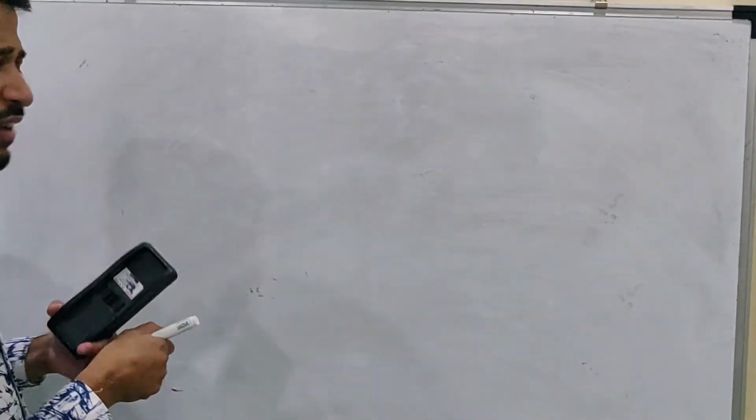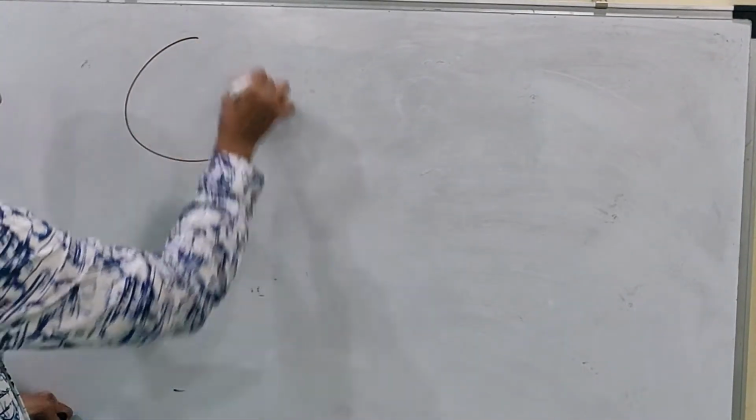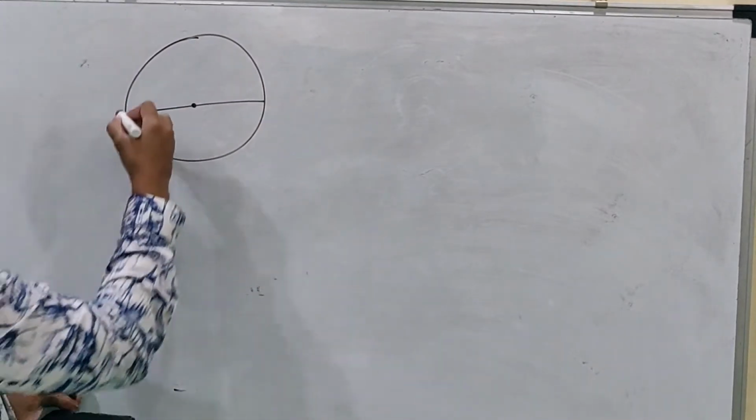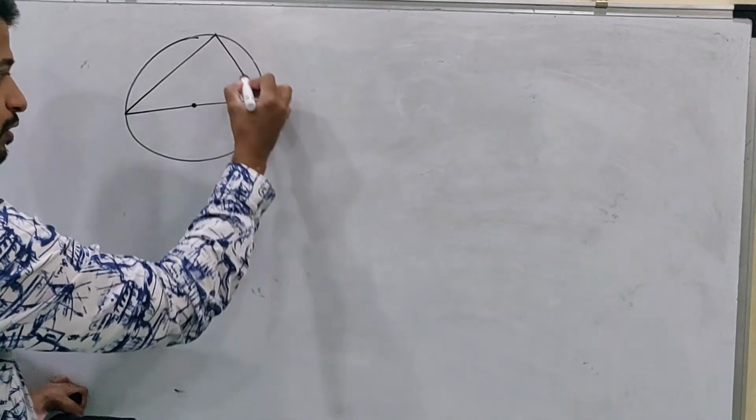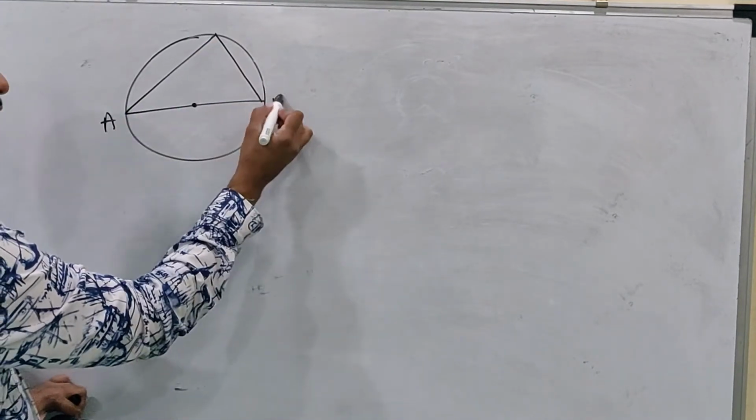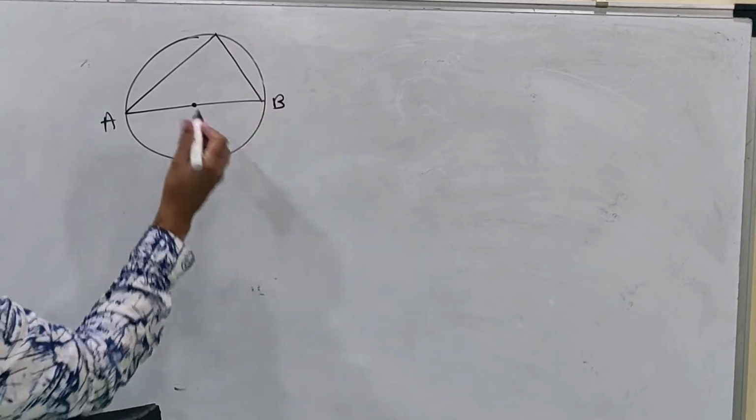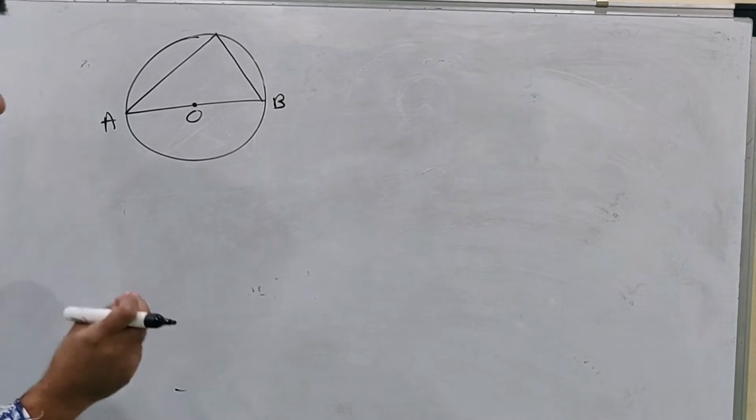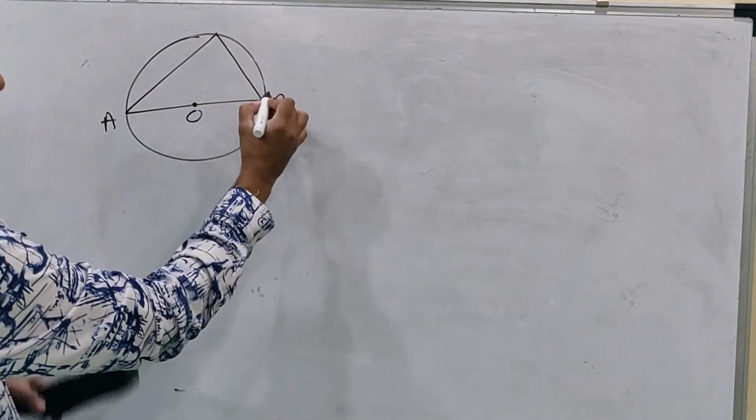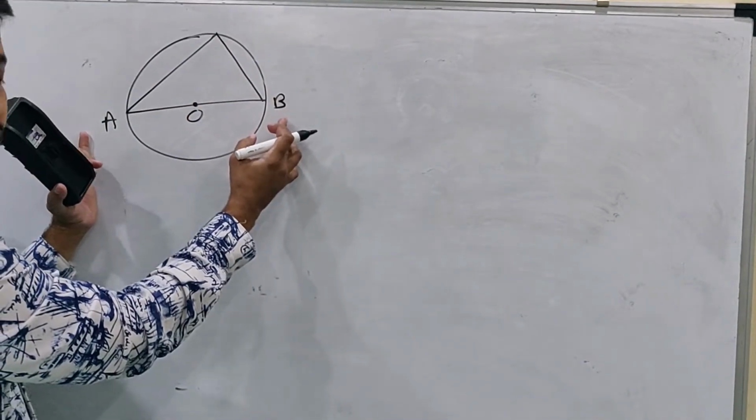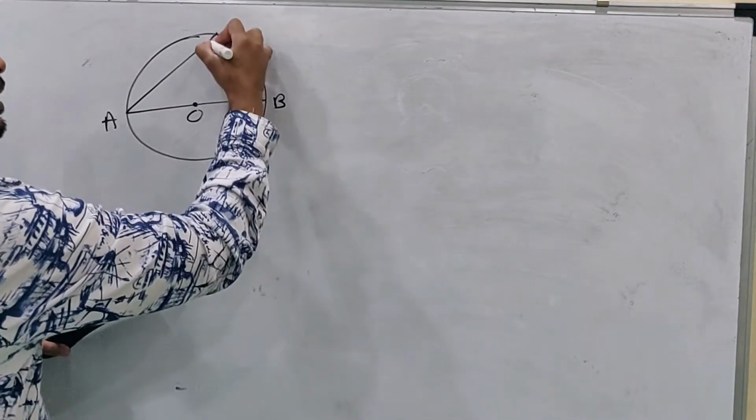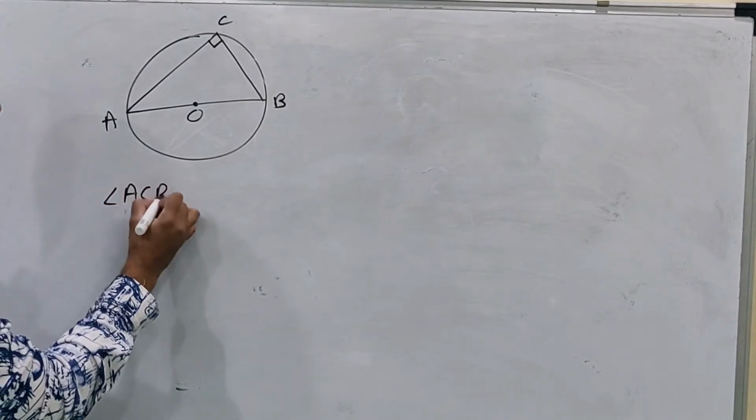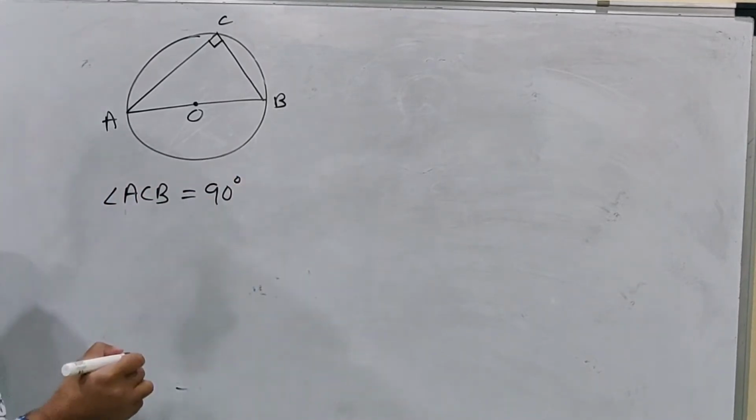Now, this property is a very simple one. Any angle which is formed on the diameter. This is the angle which is formed by the diameter. There is a diameter which is AB. AB is a diameter. Why is it a diameter? Because it is passing through the center. And the other angle is formed on the diameter. So any angle which is formed on the diameter is 90 degrees. Can I name this as C? So angle ACB is equal to 90 degrees.